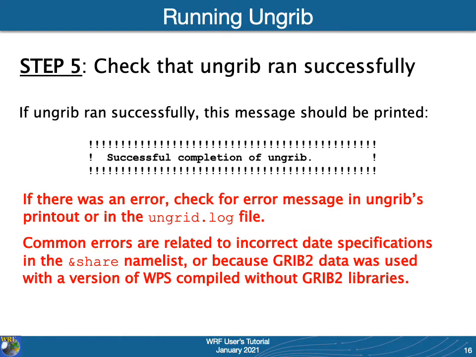After the ungrib program finishes running, just like with the Geogrid program, we should expect to see a message printed to the terminal screen and to the log file that says successful completion of ungrib. As with Geogrid, if this message is not printed, it's worth checking the log file, which in this case is called ungrib.log, to see if there's any indication of what might have gone wrong. One common mistake is to use an incorrect date format when specifying a start date or end date in the shared namelist group. Another common mistake is to accidentally symbolically link files that are not actually grib files into the run directory.